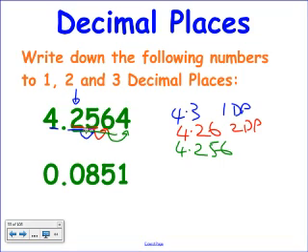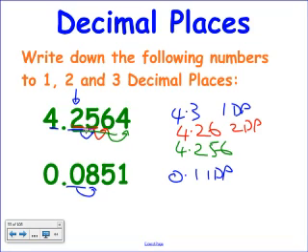Not a trick question. What's my first decimal place on that number? The 0. I'm rounding to 1 decimal place. What am I going to make my decision on? So what do I round to? 0.1. 0.1 to 1 decimal place.